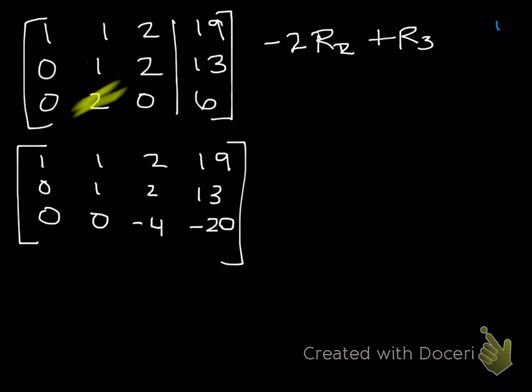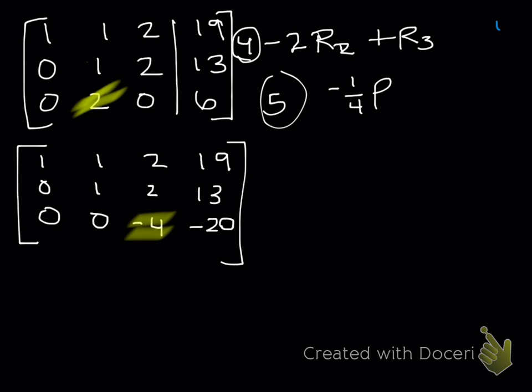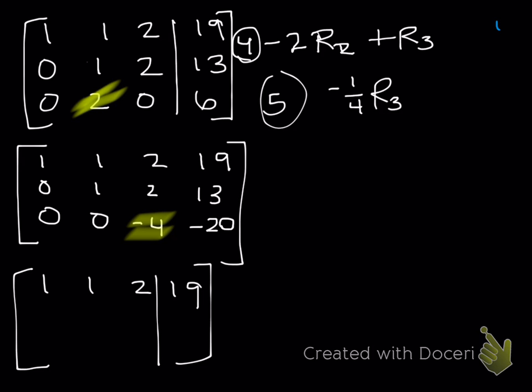And then the last thing that we would want is a 1 in this last spot. So my last calculation is that I would be multiplying that bottom row by a negative 1/4. So I have 1, 1, 2, 19, 0, 1, 2, 13, and a 0, 0, 1, 5. So at this point we are almost done. We have one last final step.